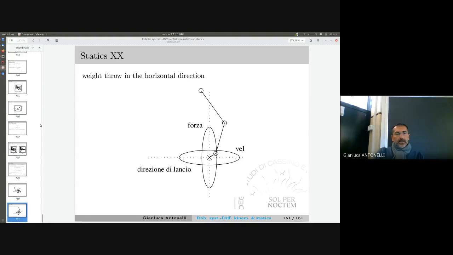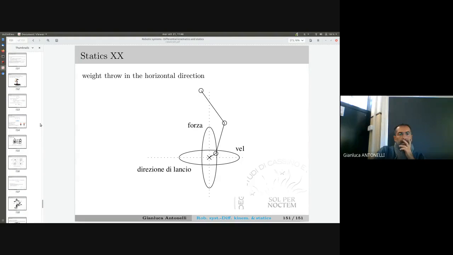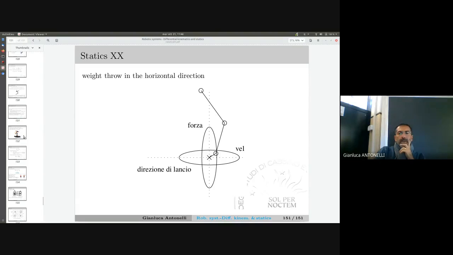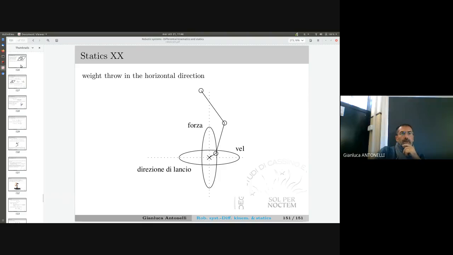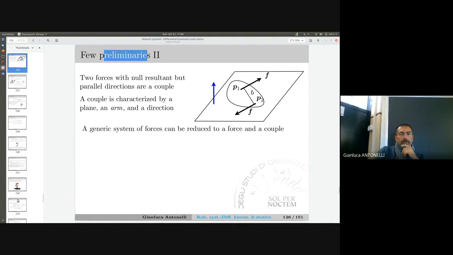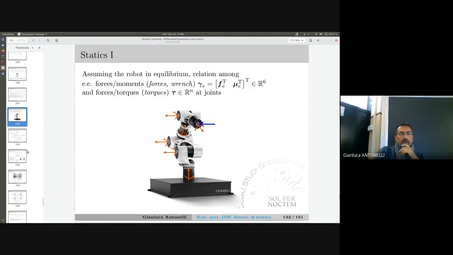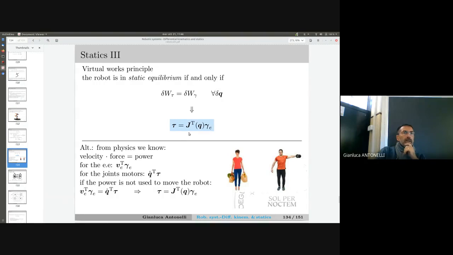Okay, so let me briefly summarize what we have seen today, okay? Because I know that especially for the students of computer science, some of the concepts may be a little bit difficult to absorb in a short amount of time, especially the preliminaries. However, for today's lecture, we actually only need to understand this equation, okay? It's not really important for the moment to understand how we arrived at this equation. What is really important is to understand the physical consequences of this relation and the relationship between velocity and force, okay?